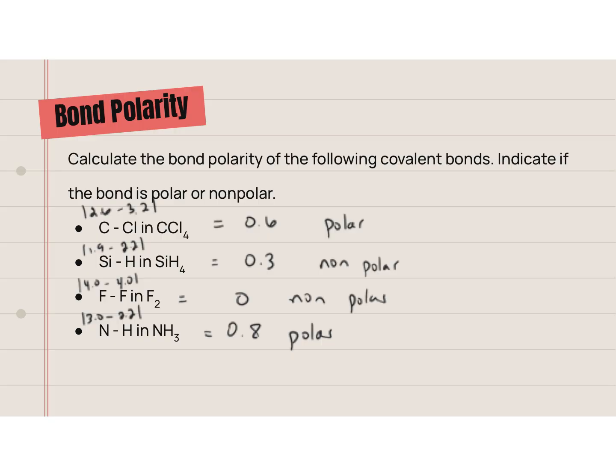So this is something you'd be expected to know how to do. If I give you an electronegativity periodic table, you should be able to find the numbers, subtract them, and tell me whether it's polar or nonpolar, depending on if it's greater than 0.5 or less than 0.5.